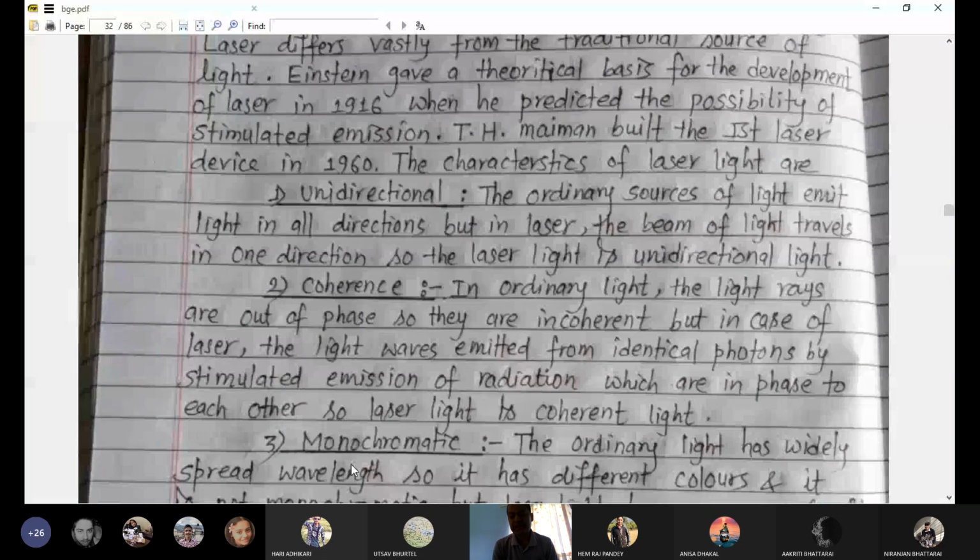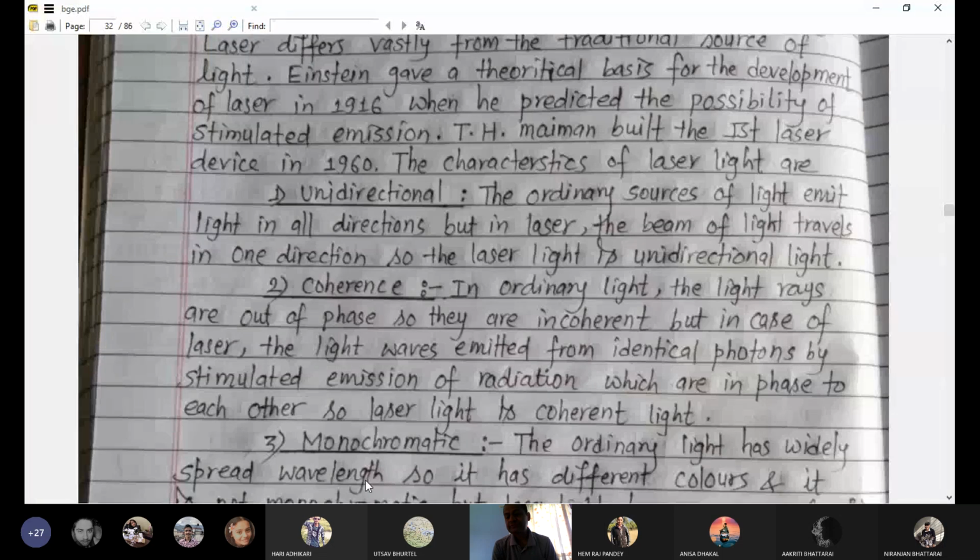The ordinary light has different colors, from violet to red. So it has widely spread wavelength, ranging from 4000 angstrom to approximately 7500 angstrom. So ordinary light is not monochromatic, but laser light has a very narrow difference in wavelength, less than 10 angstrom. So you can say laser light is approximately monochromatic. It is not exactly monochromatic.